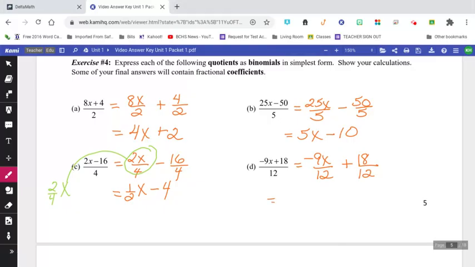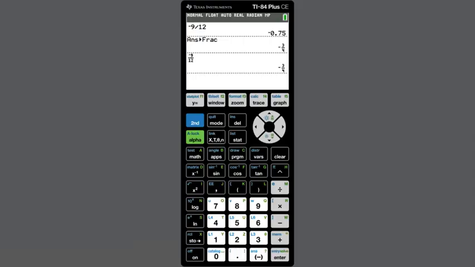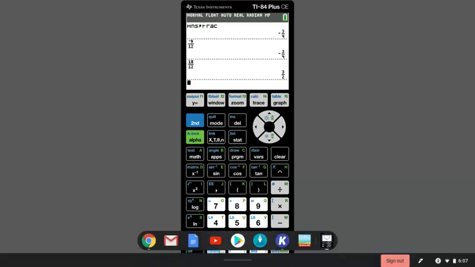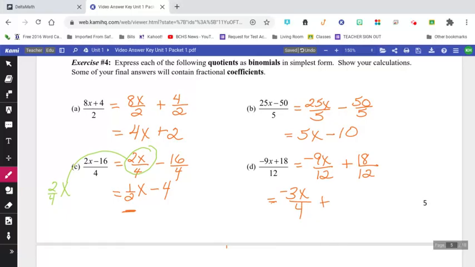So again, because we have that x, we can write it as -3x over 4, or we could have written it like we had over here and done -3/4 times x. It does not matter. Okay, and now we want to simplify 18/12. And we get 3/2. So plus 3/2.